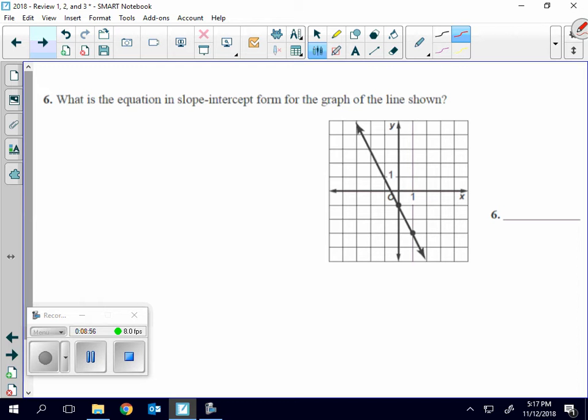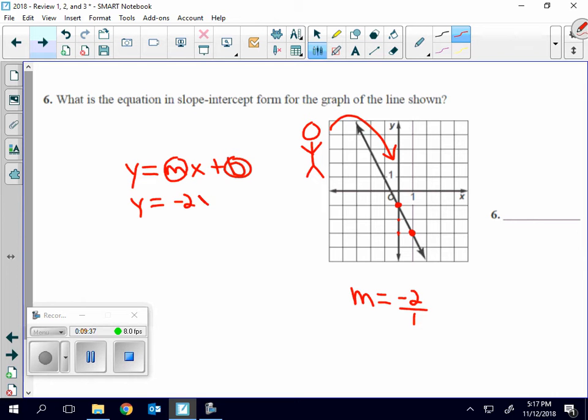What is the equation in slope-intercept form for the line shown? Okay, again, we want y equals mx plus b. So here I need to find m and b. Well, m is the slope, so let's find the slope of this graph. If I go from here down to here, it looks like I have to go downhill. Remember, my guy's over here. He's going to go down this slide. So he has to go down 2, which is a negative 2, and he runs over 1. Slope is negative 2. So we have y equals negative 2x.